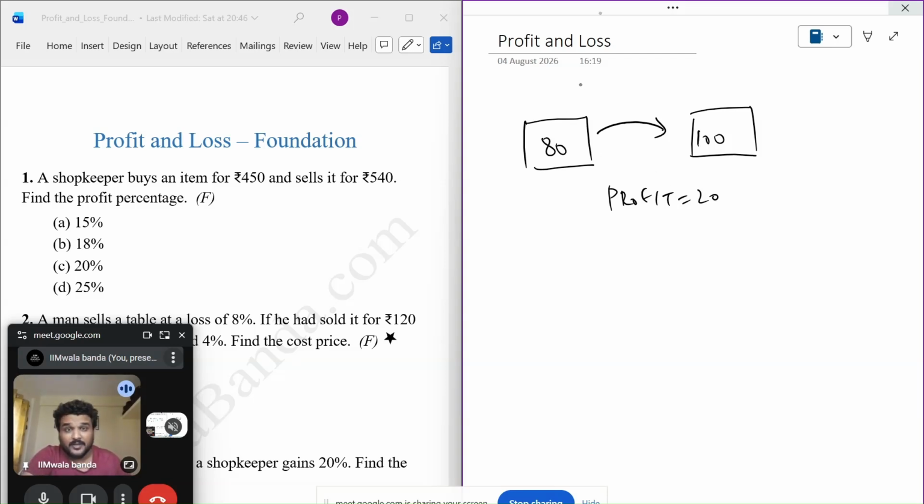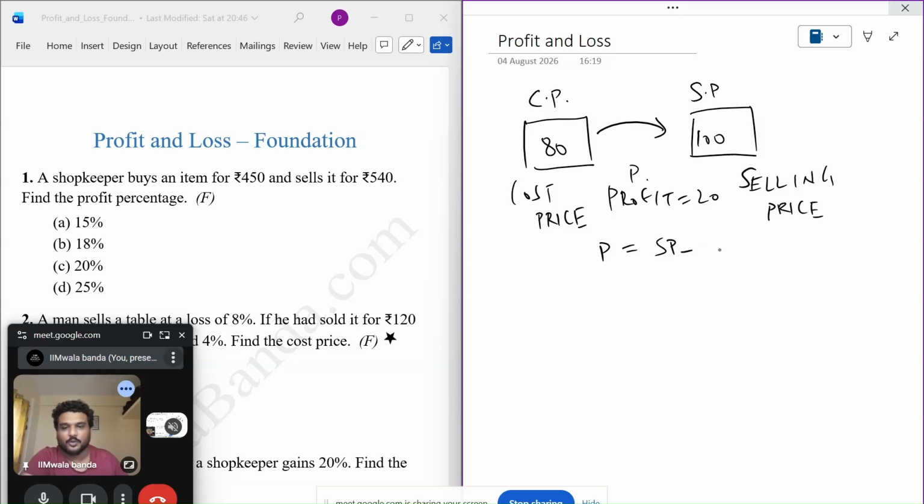So there are some nomenclature that we need to know. Whatever we buy it for is known as cost price, or we denote it with CP, right? We will everywhere use the same nomenclature, so we should be very well aware. Selling price is the price that I sell it for. So this will be a selling price. Now the profit that I've made, which we will denote with P, is basically whatever I've sold it for minus whatever I bought it for.